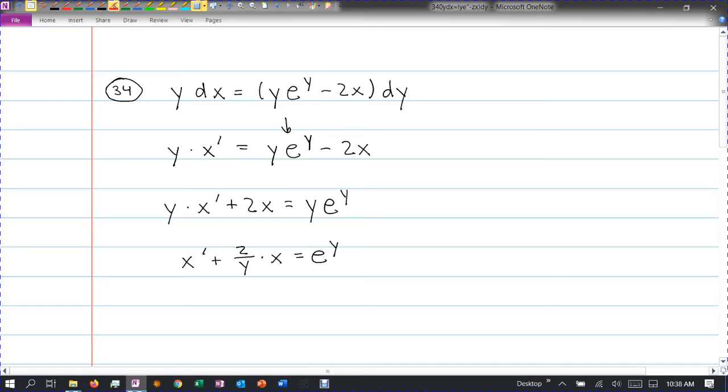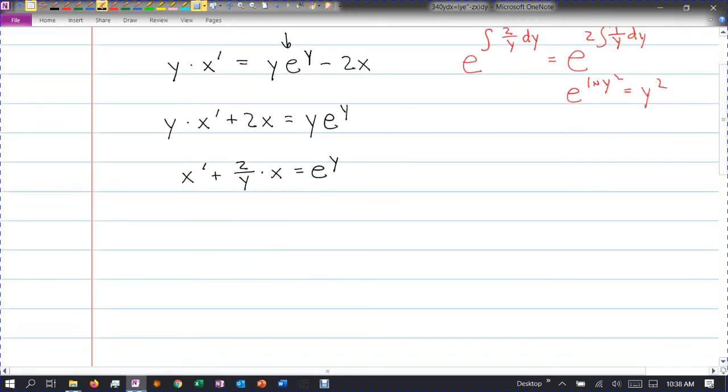And now I will get my integrating factor. I'm doing 2 over y dy. I think we've done this so many times. e to the integral of 1 over y dy, restricting us to y bigger than 0, it's going to be e to the natural log of y squared, which is just y squared. So we have the left side is the derivative with respect to y of y squared times x. Then equals y squared e to the y, multiplying the right side by the integrating factor.